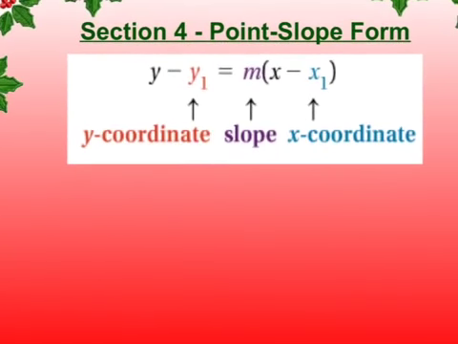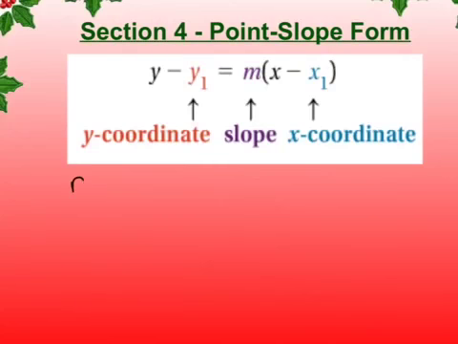Now, section 4 is point-slope form. This is a different form that we're going to use for linear equations, but it's useful when they literally give you the point and the slope and they ask you to find something. So M still stands for the slope here, but we're not writing anything about the y-intercept. Instead, we're using an x-coordinate and a y-coordinate.